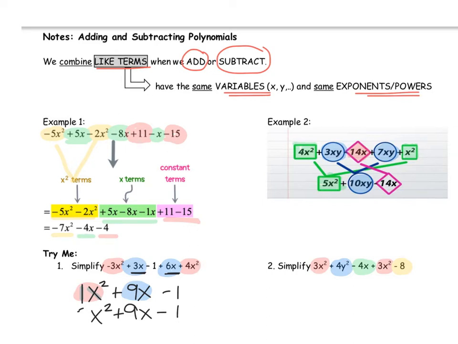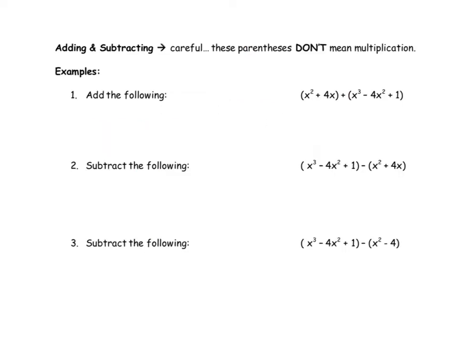So my first term would be 3x squared plus 3x squared is 6x squared. Then I have my blue term plus 4y squared. Then my minus 4x, and finally my minus 8. Again, those two 3x squareds turned into 6x squared when I combined my like terms. So now that we have combined some like terms, we are going to try to add and subtract some full polynomials. So now we're ready to add and subtract full polynomials.